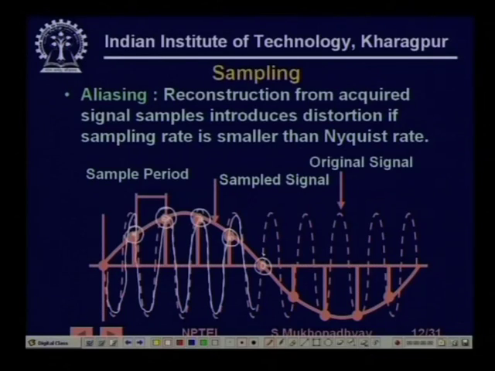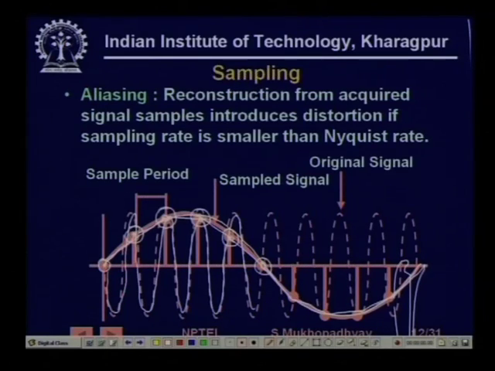So, what happens is that now you would like to reconstruct the signal, right. Now, in the computer you have got these values. So, when you reconstruct the signal, suppose you do a linear reconstruction, you will get this wave. So, you see that what you actually reconstructed is a much lower frequency sine wave, and this high frequency sine wave is completely lost. So, you made a major error here.